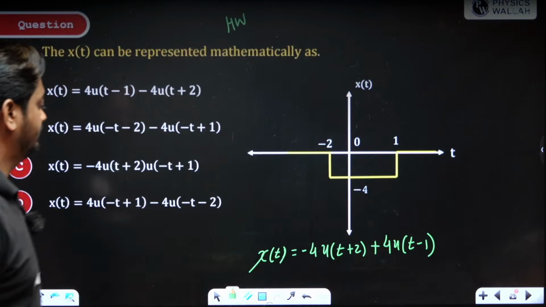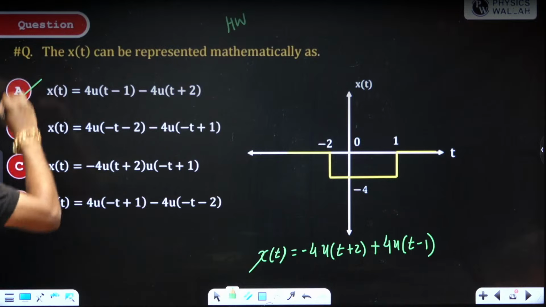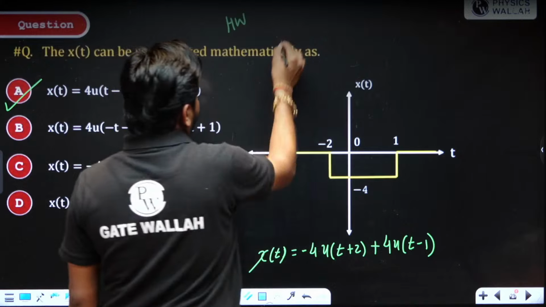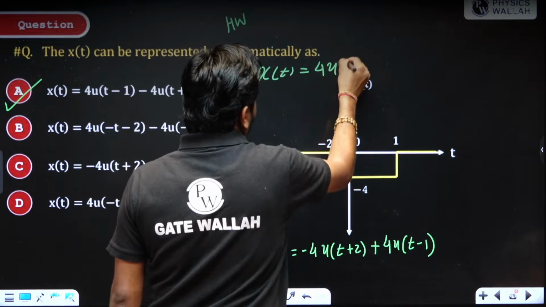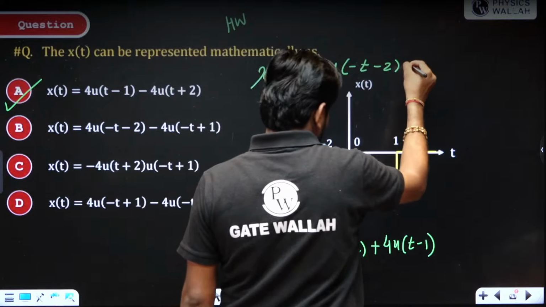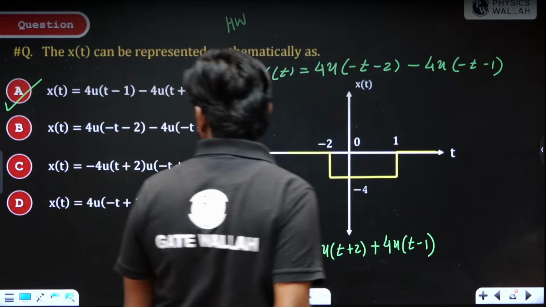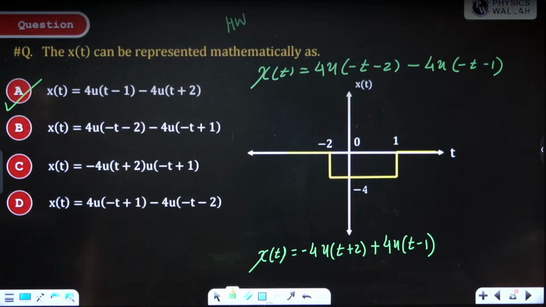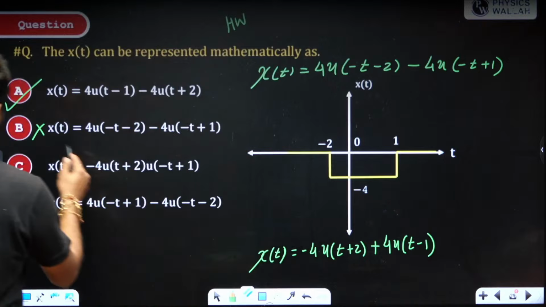First option, okay. So first is also true. Option A is true. Left sided, both left sided. So this is 4 u of minus t minus 2, this is minus 4 u of minus t minus 1. So second option also, this is wrong, because here this is minus 1, that's why. Sorry, this is plus 1. This should be minus t plus 1. So second option also true.